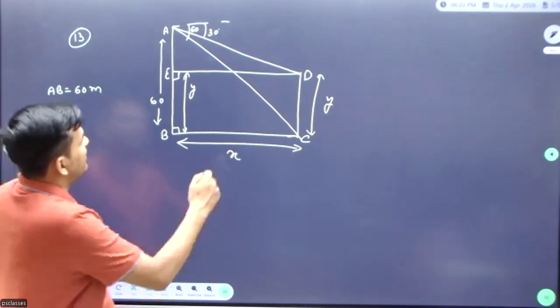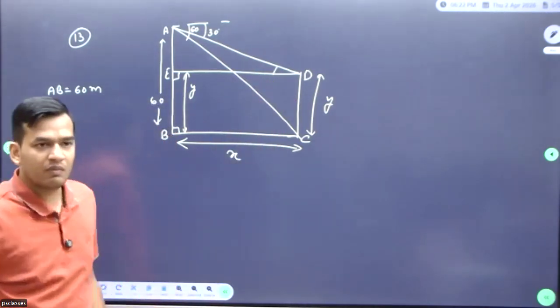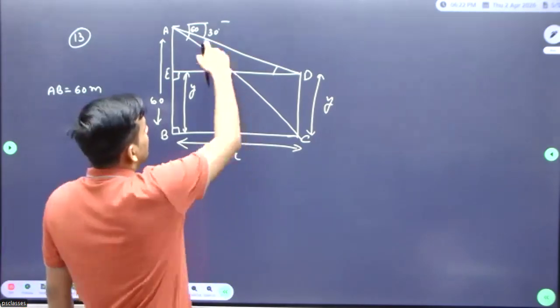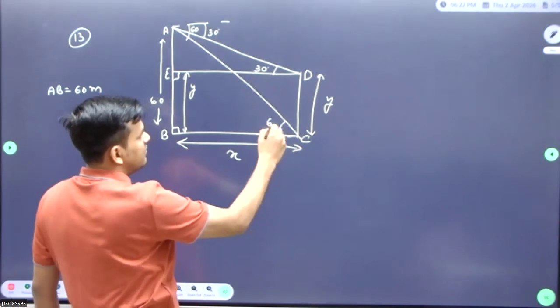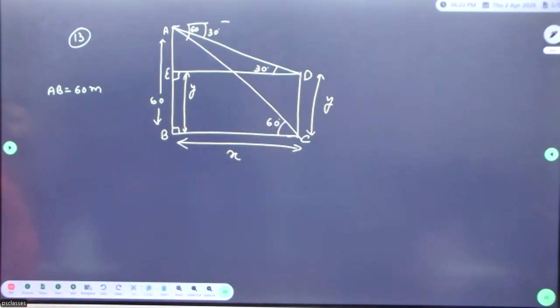And what will be this angle? 30, alternate angle. So this angle will be 30 and this is 60. So this one will also be 60. So we have two triangles, triangle AED and ABC. And find the value of X and Y.